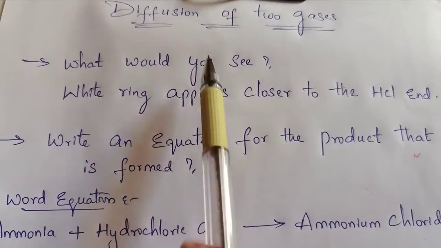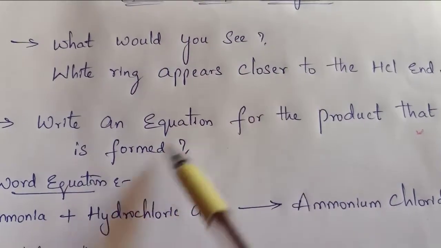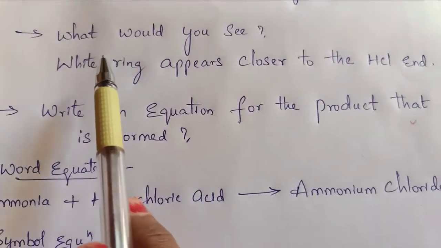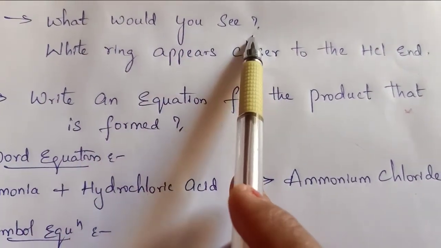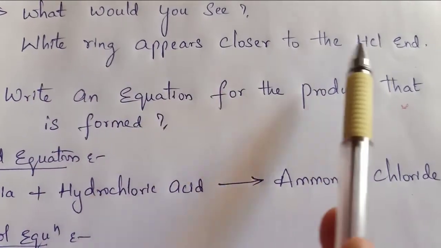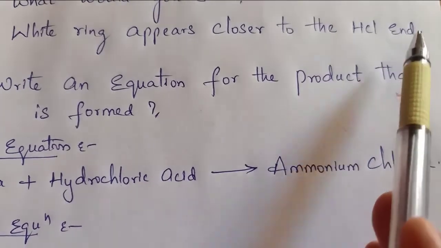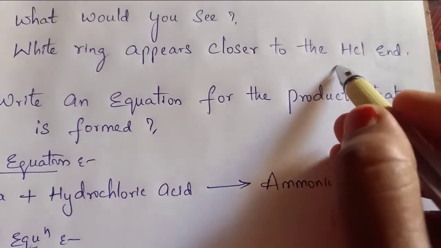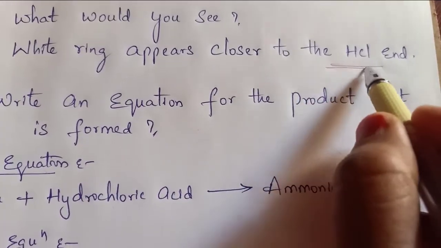From the above experiment, the diffusion of two gases, I prepared three questions. The first one is, what would we see from the above experiment? What we observed is a white ring appears closer to the hydrochloric acid end. Please remember this.